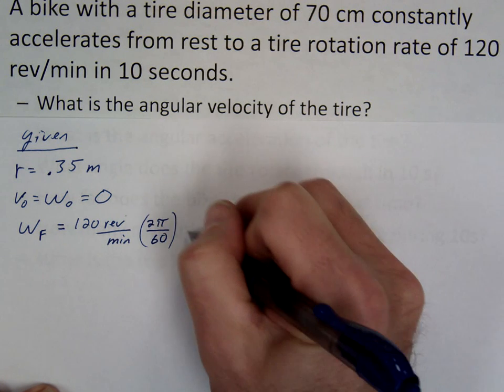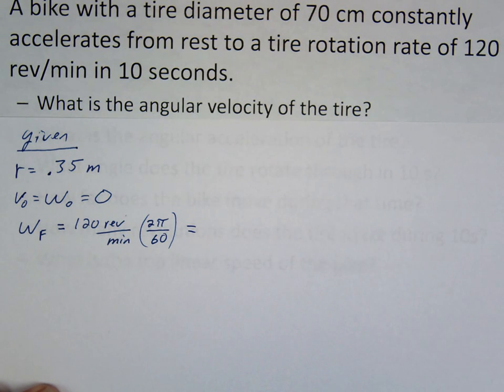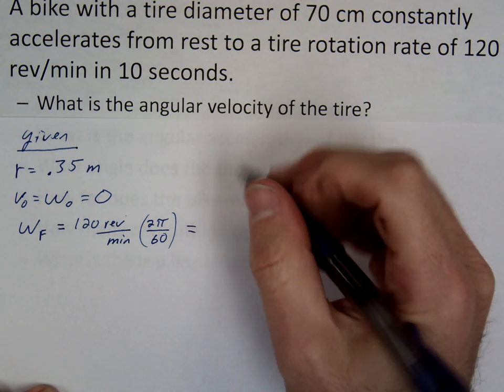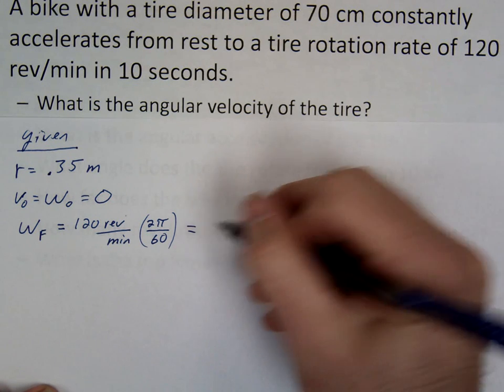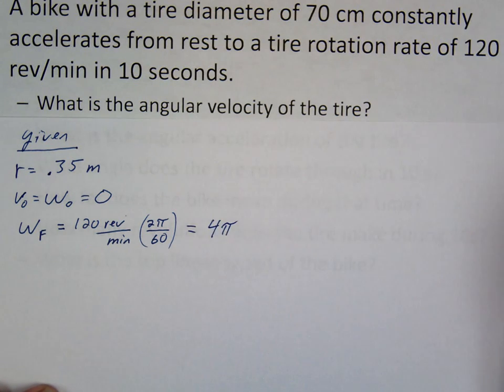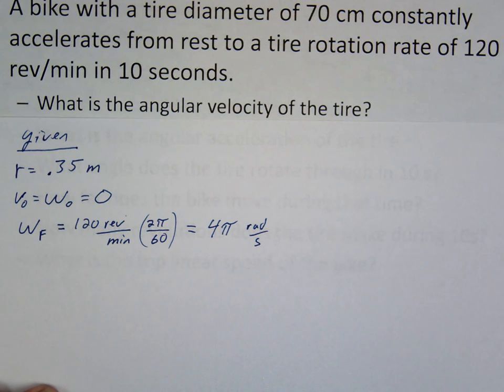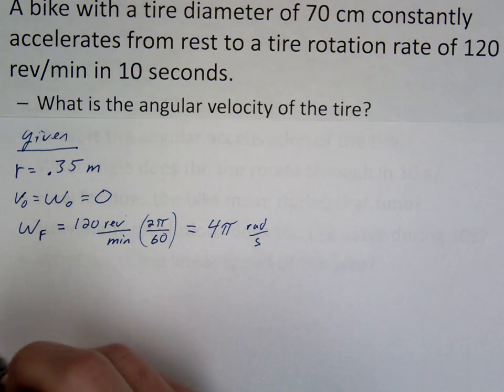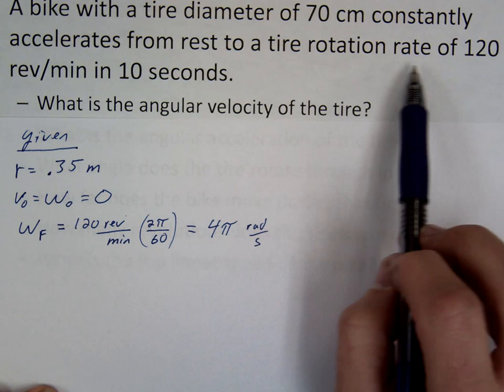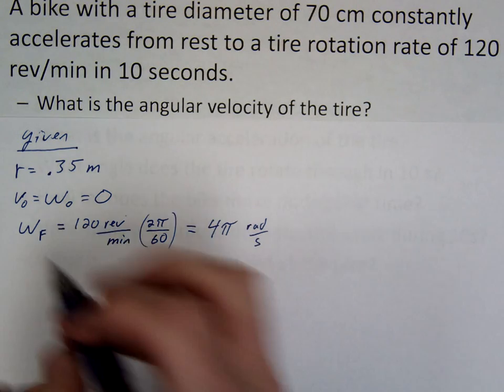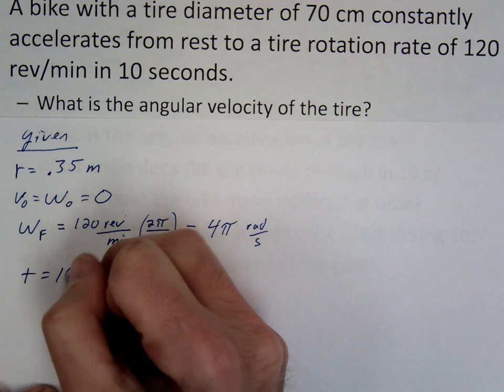2 pi over 60. Okay, which is how much? 4 pi, all right. We want to leave it in 4 pi. You could leave it as 4 pi, or you could put it in decimal form. Either way is good with me. Okay, rotation rate of 120 in 10 seconds. So what's that? 10 seconds.